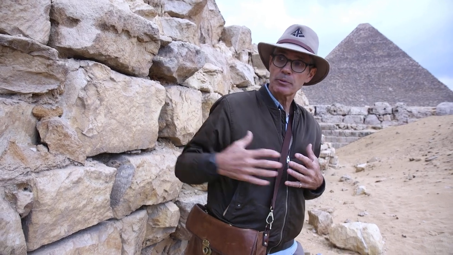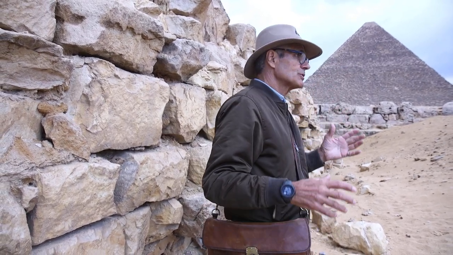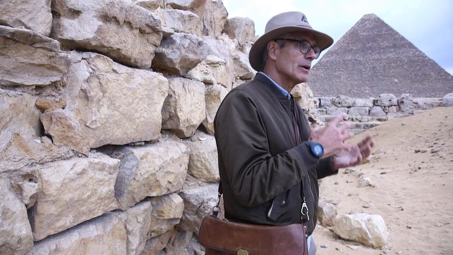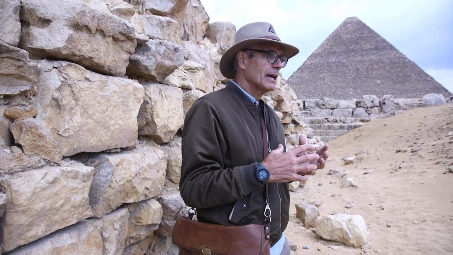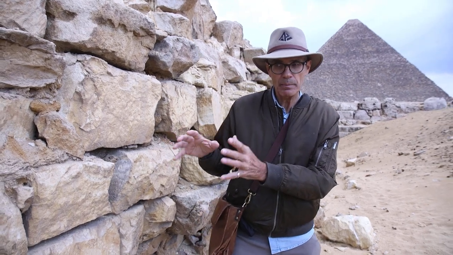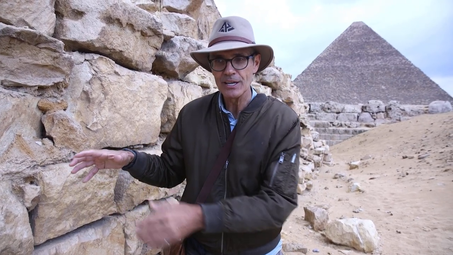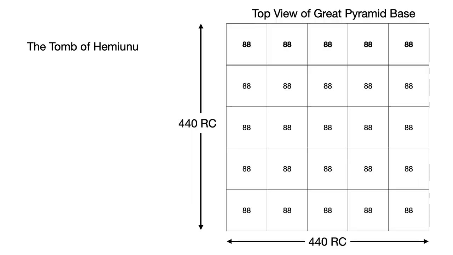That the architect of the Great Pyramid, Hemiunu, was saying, I know all about the Great Pyramid because I built it, I helped design it. And I'm going to prove that by putting these things into my architectural plans. So you have a representation of the Great Pyramid from the top here. This is a plan view, and you can see its sides are 440 royal cubits divided into five squares of 88 royal cubits. The tomb of Hemiunu, located in the western field of tombs on the west side of the Great Pyramid, is 40 by 88, the original design.